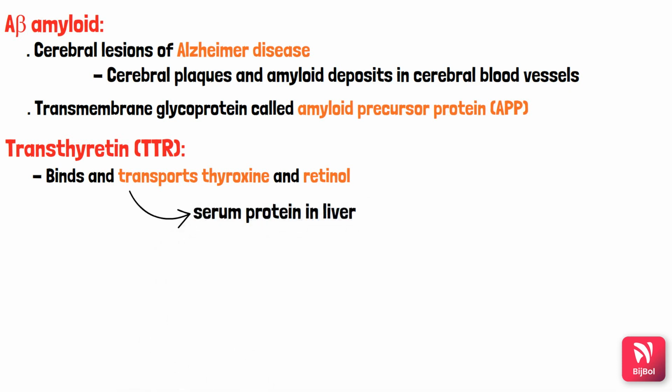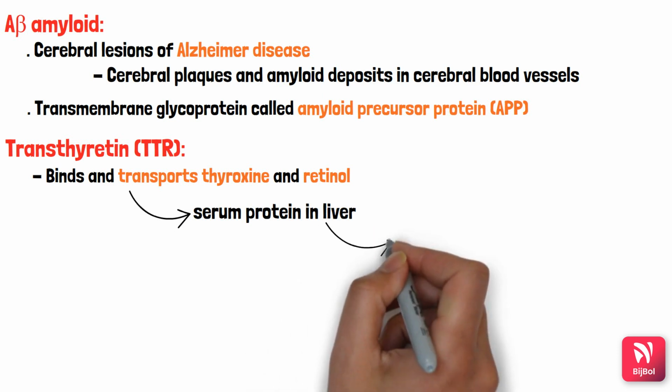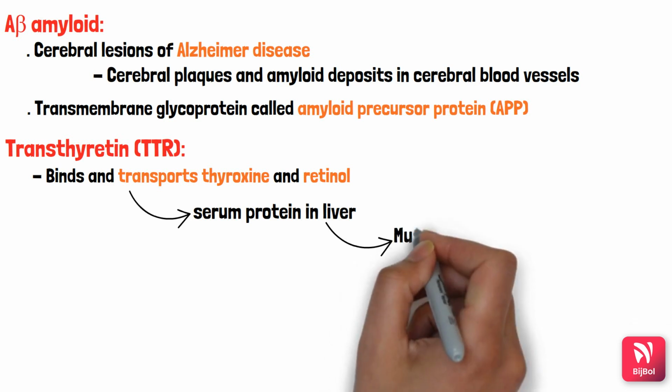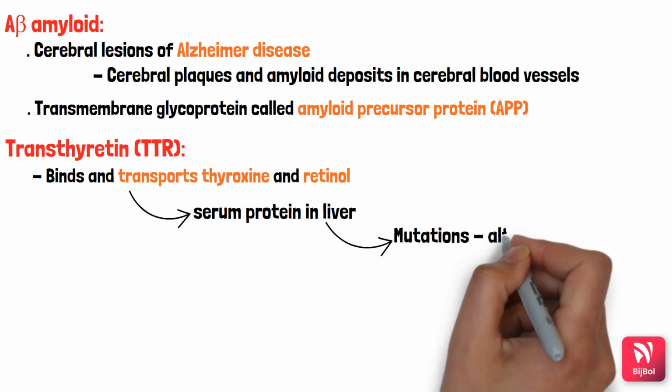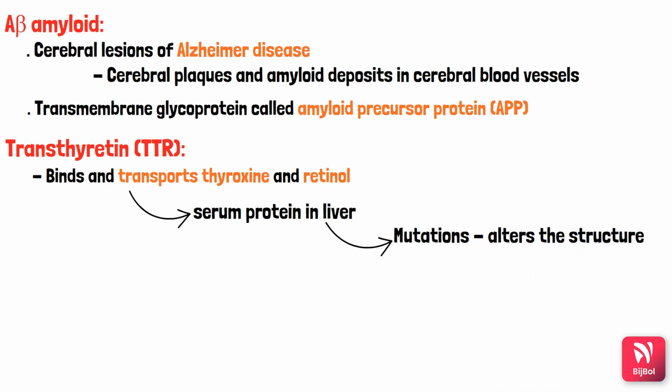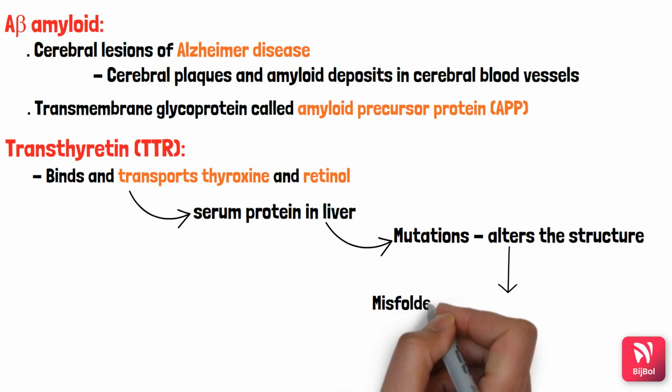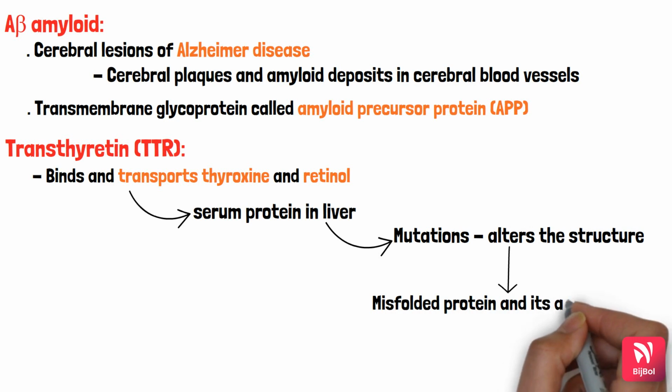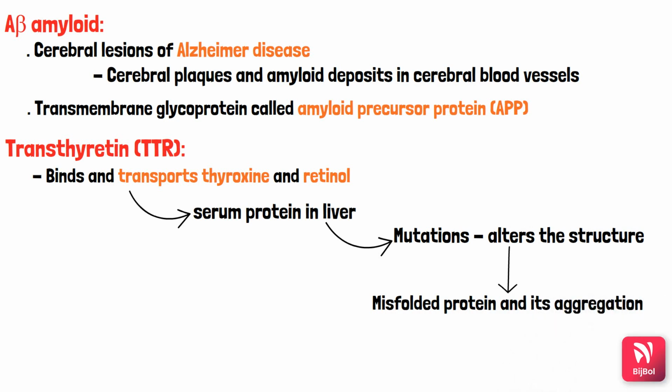So what happens is that whenever any mutations occur in the genes encoding transthyretin, there will be an alteration in the structure of this transthyretin. As there is an alteration in the structure, it results in the formation of misfolded proteins. As misfolded proteins are formed, they get aggregated together and become resistant to proteolysis, that is degradation. They are resistant, resulting in the formation of amyloid, that is amyloid transthyretin.